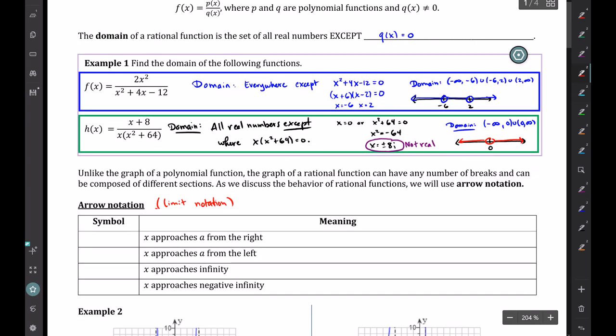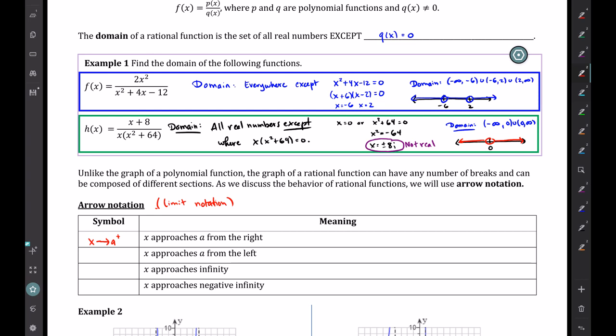So the limit notation, or arrow notation, is the following. If we want to say x approaches a from the right, we would write x arrow a, and then we have a plus sign as our superscript. So this is saying x approaches a from the positive side, or the values that are just bigger than a.